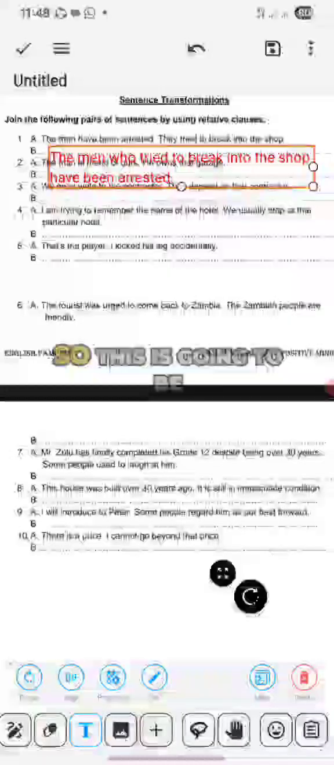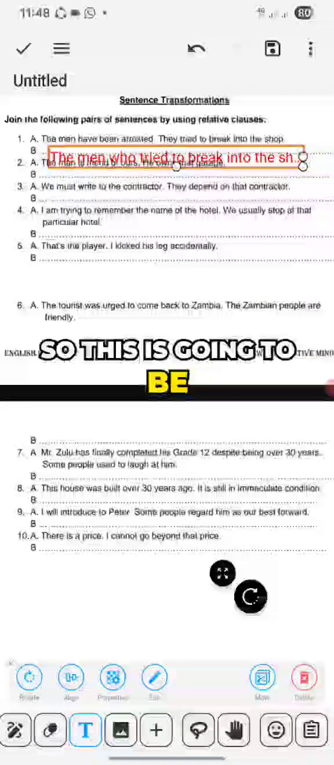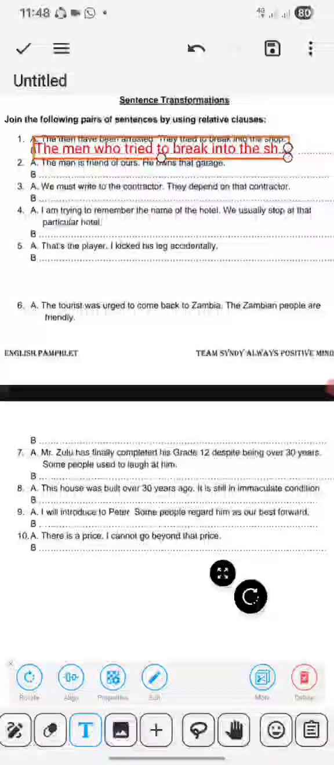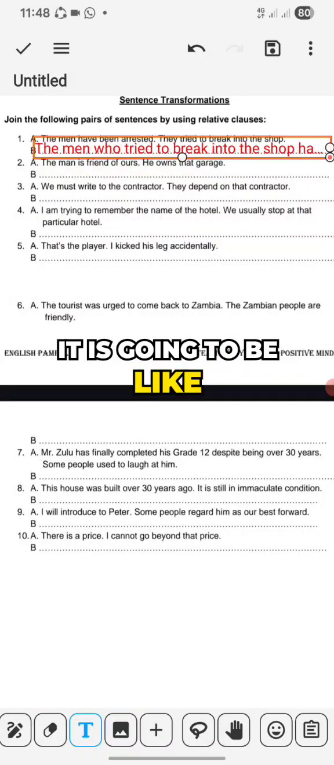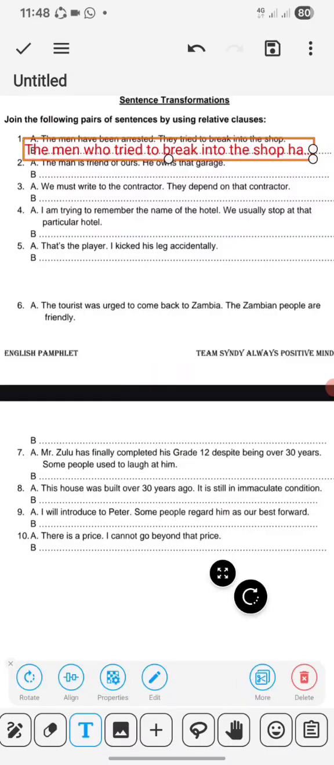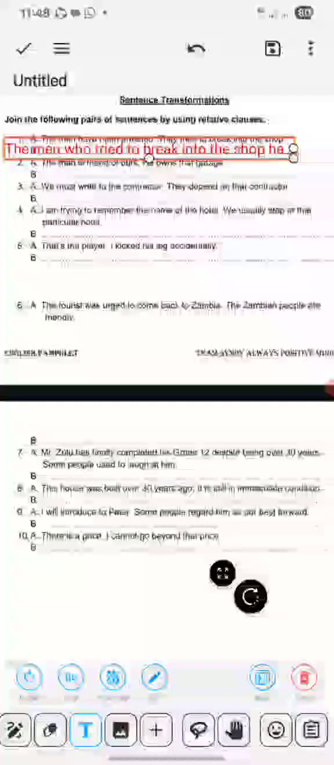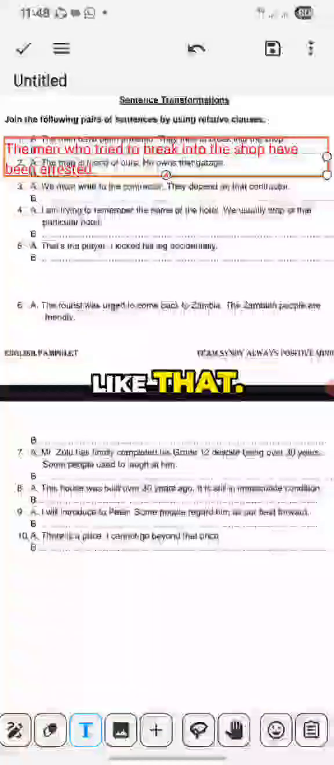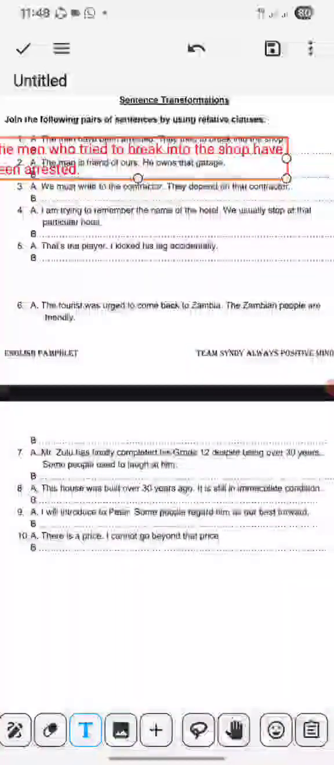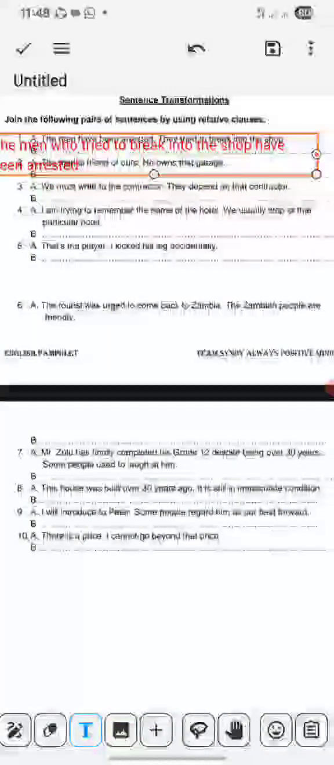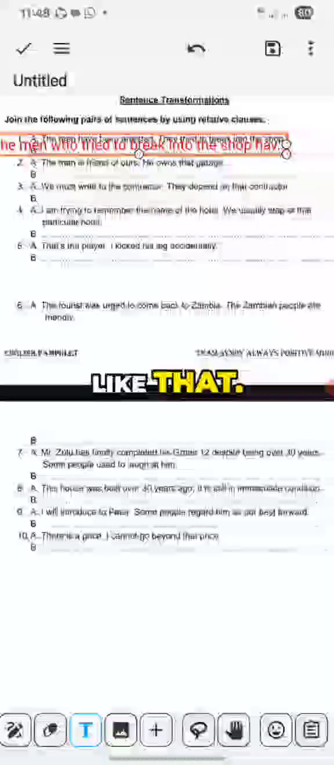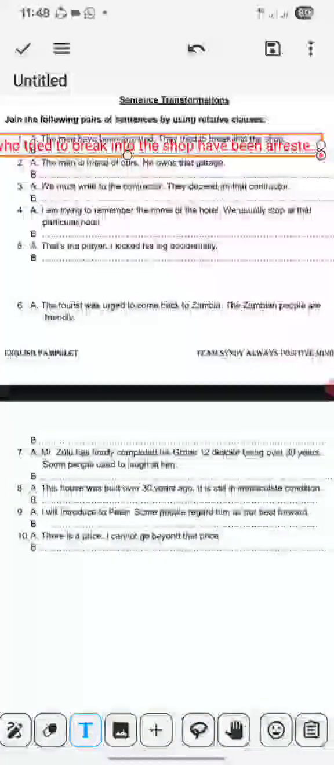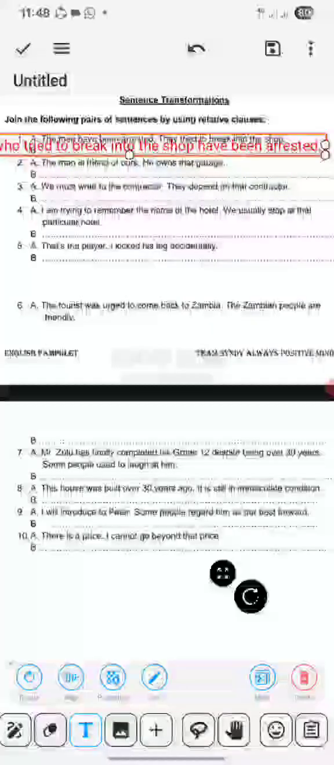Okay, so this is going to be like that. Have been arrested.